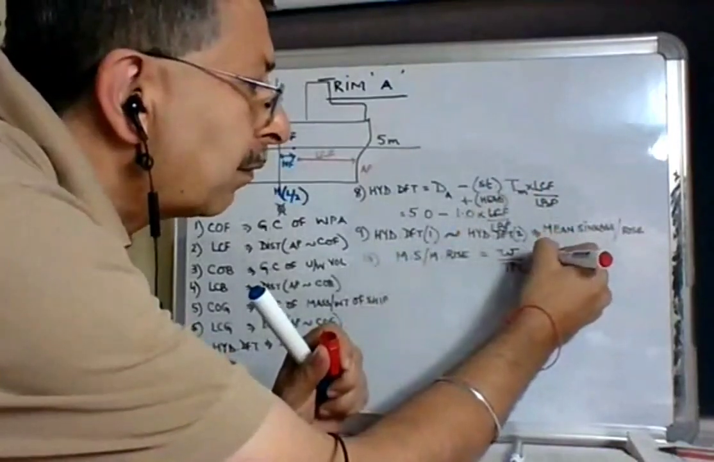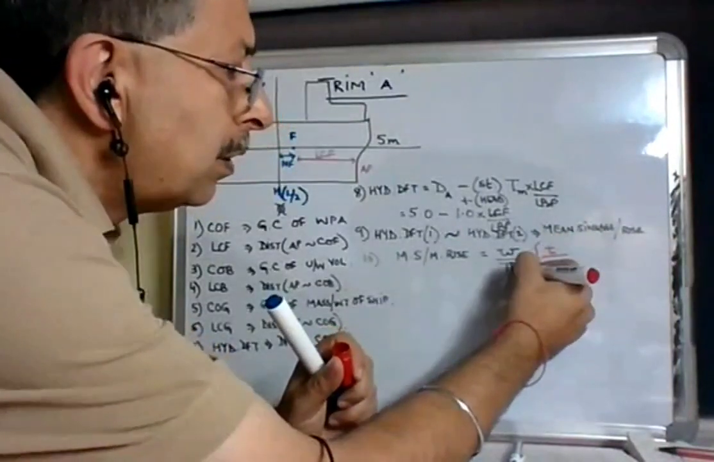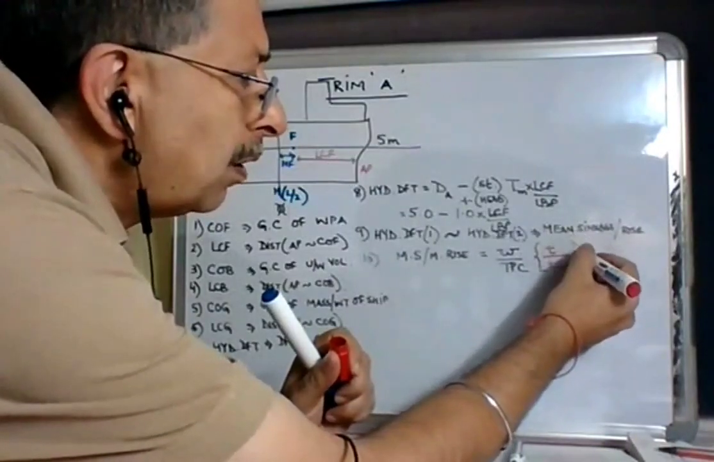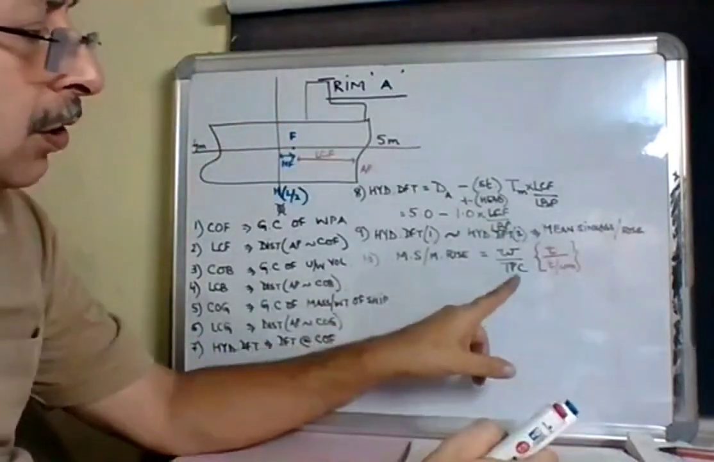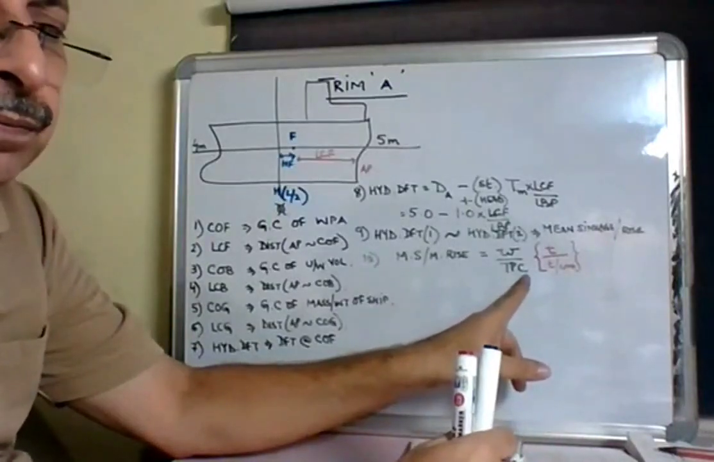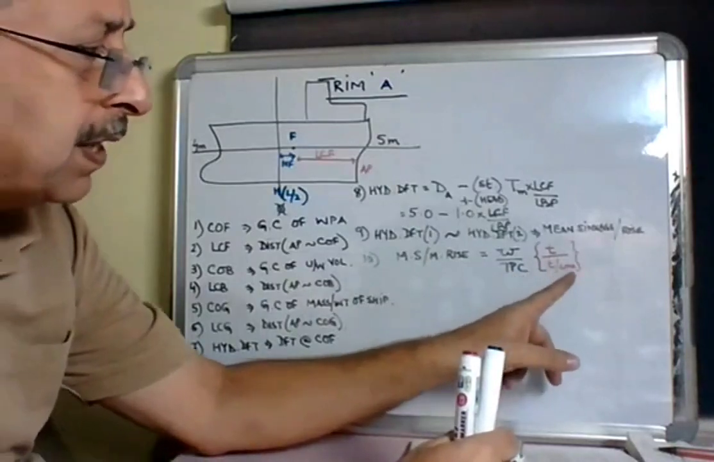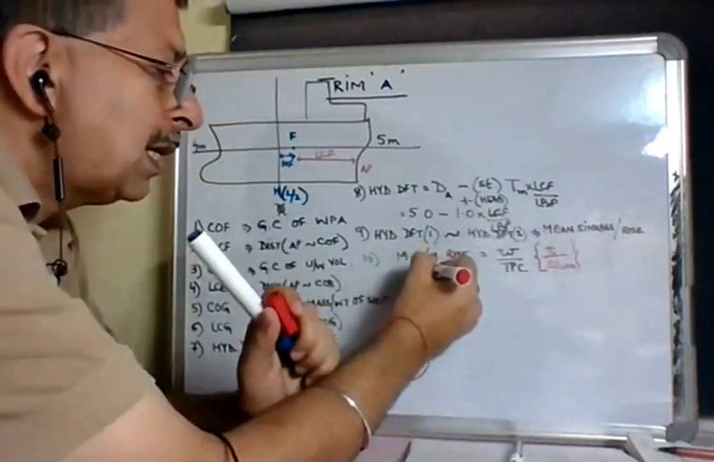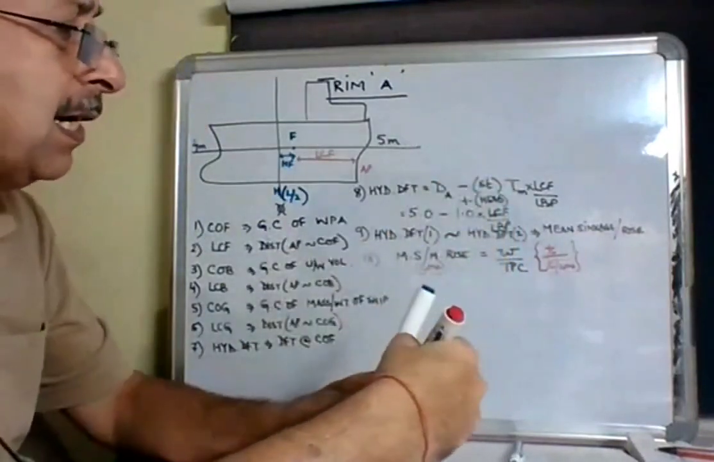Let's check the units. W is in tons. TPC is tons per centimeter immersion, meaning how many tons are required to immerse the vessel by 1 centimeter, that is tons per centimeter. Tons cancels, centimeter goes on top. So mean sinkage or rise in this formula will be in centimeters.